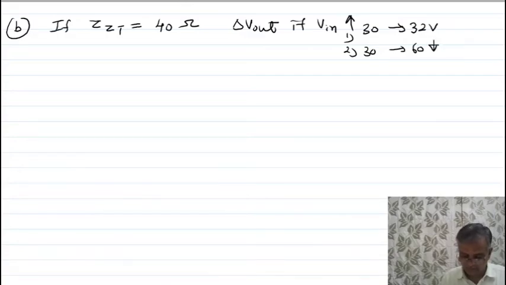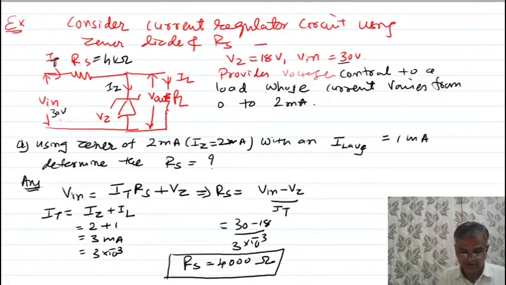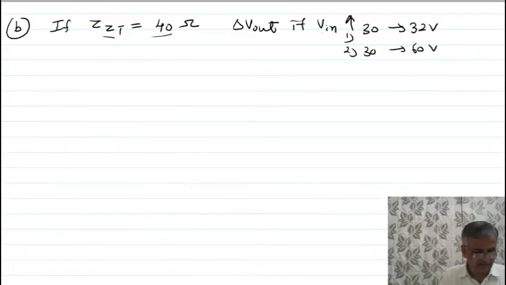Look here again. The zener impedance they have given is 40 ohm. Now your input voltage is 30 volt. If this voltage increases from 30 to 32, what is the change in output voltage? If this is increased from 30 to 60, what is the change in output voltage? That we have to calculate. Look here, how to calculate. It's a very easy equation already.